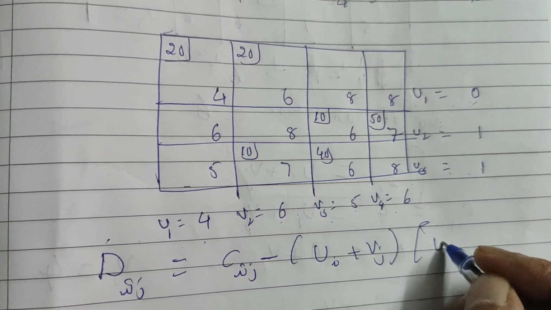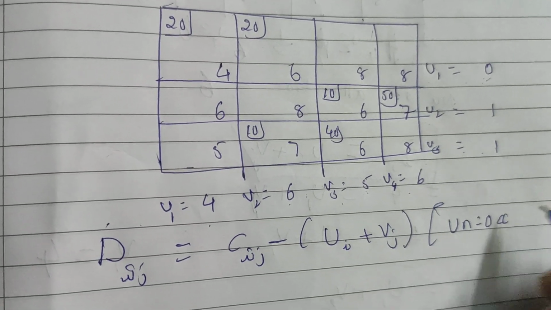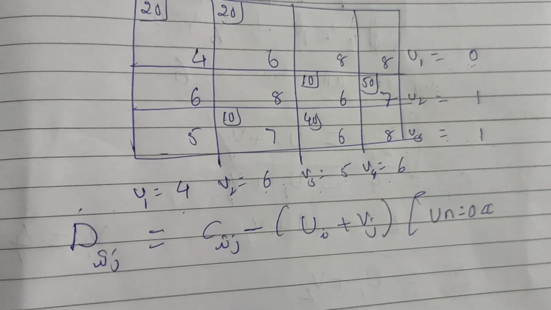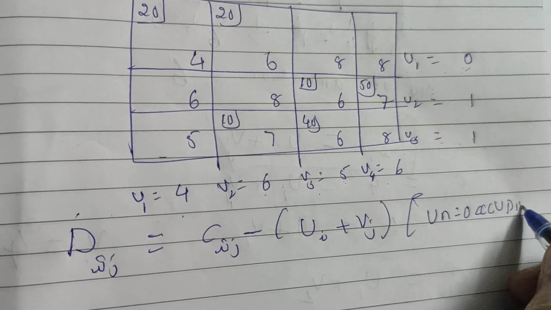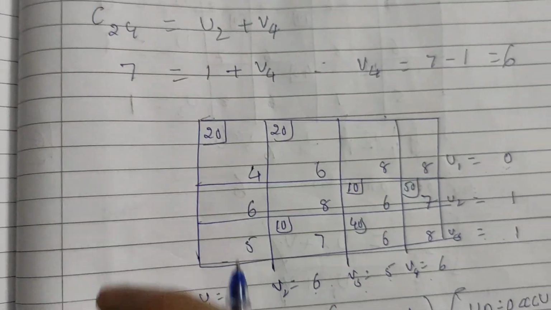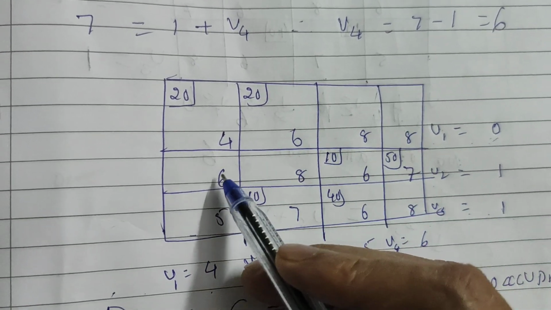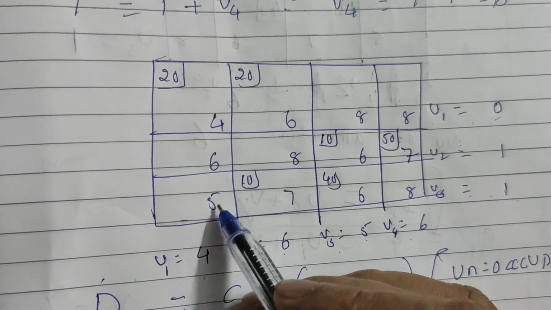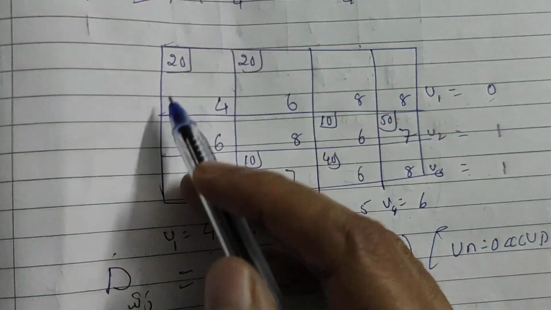For unoccupied cells. Unoccupied cells means there are no allocations. So 8, 7, 6, 8, 5 and 8 like that. These are the unoccupied cells.